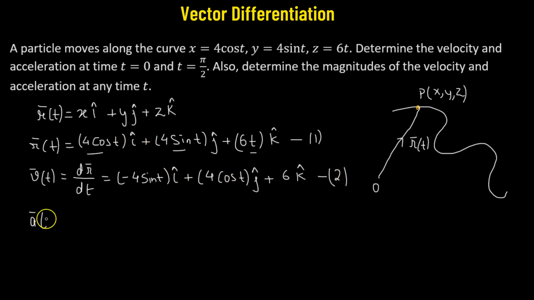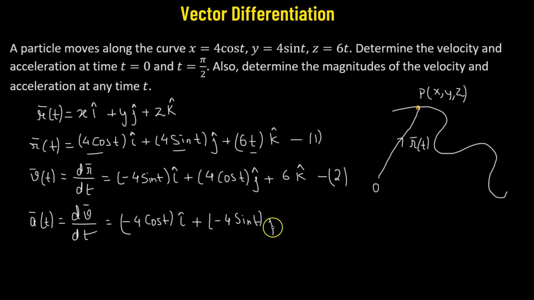Then we'll find the acceleration of the particle. To find the acceleration, all we have to do is take the time derivative of the velocity given in equation number 2, component by component. The derivative of negative 4 sine t is negative 4 cosine t i cap, plus the derivative of 4 cosine t, which is negative 4 sine t j cap, and 6 being a constant, its derivative with respect to t is 0. This is our equation number 3.